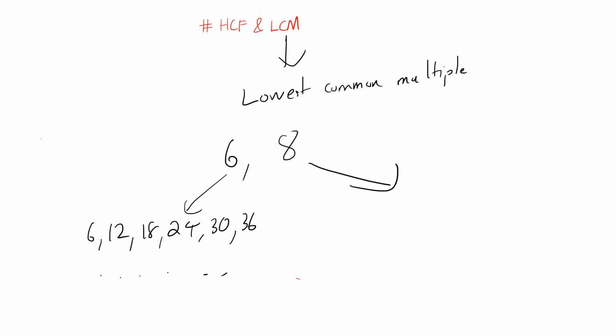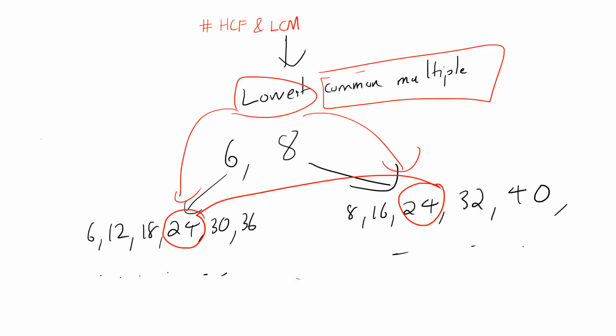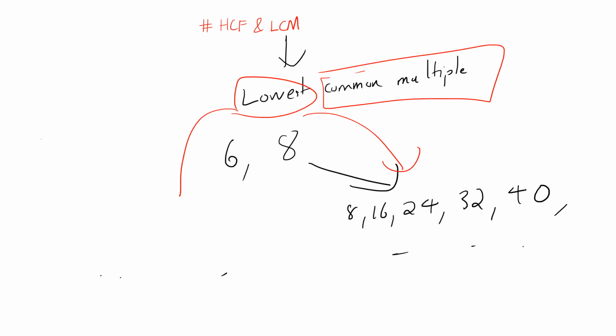What are the multiples of 8? 8 1s are 8, 8 2s are 16, 8 3s are 24, 8 4s are 32, 8 5s are 40, correct? And it keeps on going. Do you see any common multiple here? Yes, 24. And it turns out this is the lowest common multiple because we don't have any other common multiple which is lower than 24, right? There could be infinitely many common multiples, but 24 happens to be the lowest of the common multiples. So that is what we mean by LCM. LCM is the lowest of the common multiples. So once again, this is just a recap of 6th grade.